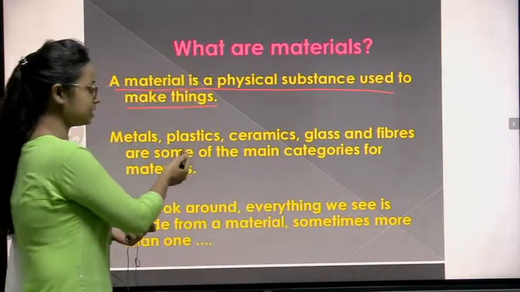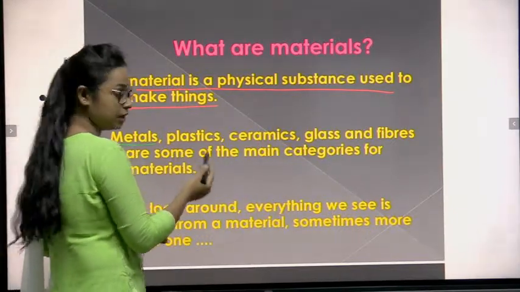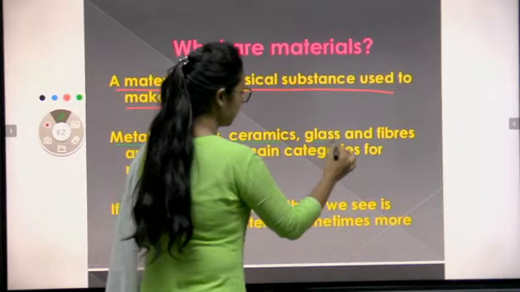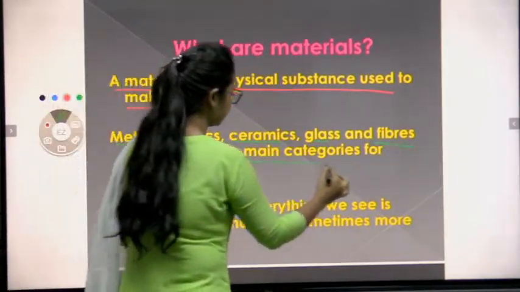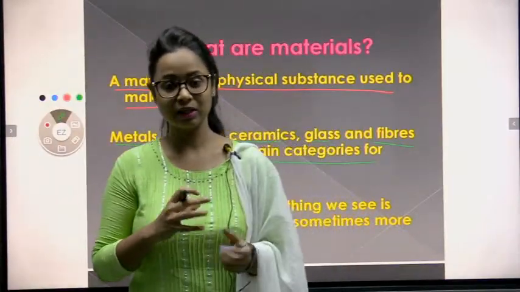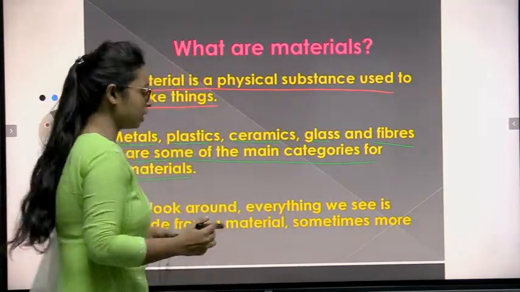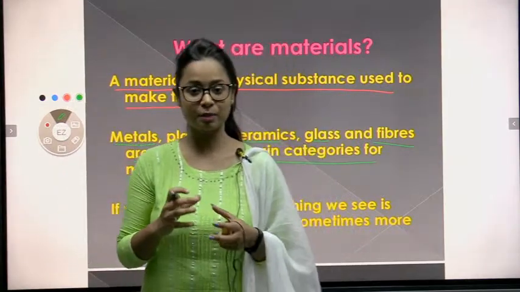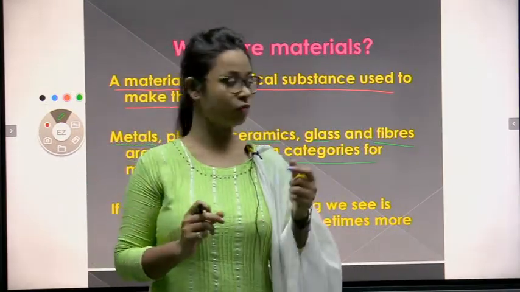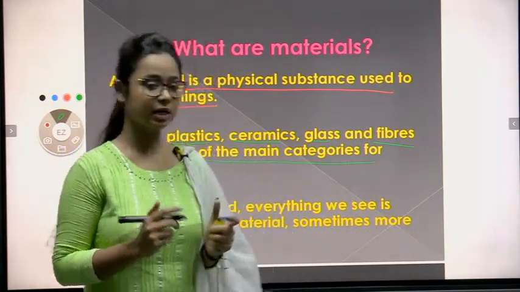Secondly, these are the examples you can see which we can use to make something. Metals, basically we use when we make something. Plastics, ceramic, glass, fibers are some of the main categories of material. Basically these are the examples of things we use for making one object. Clear? If you look around yourself, you see many things that are basically made up of material only. When you use one or two things to make a single object, those things are called the material, and the result is an object.